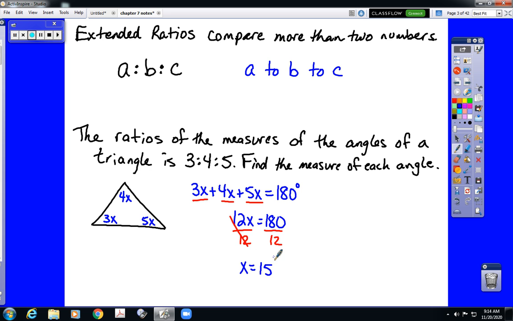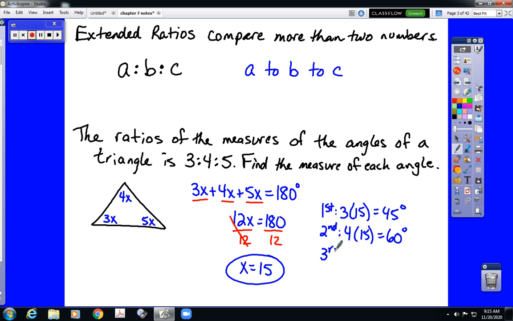Okay? Now that does not finish the problem because we weren't asked to find x. We were asked to find the measure of the angles. Well, those angles are 3 times x, 4 times x, and 5 times x. So once we have x, all we have to do is plug in. 3 times 15 would be a 45-degree angle. The second angle is 4 times 15, which would be 60 degrees. And the third and final angle is 5 times 15, or 75 degrees.